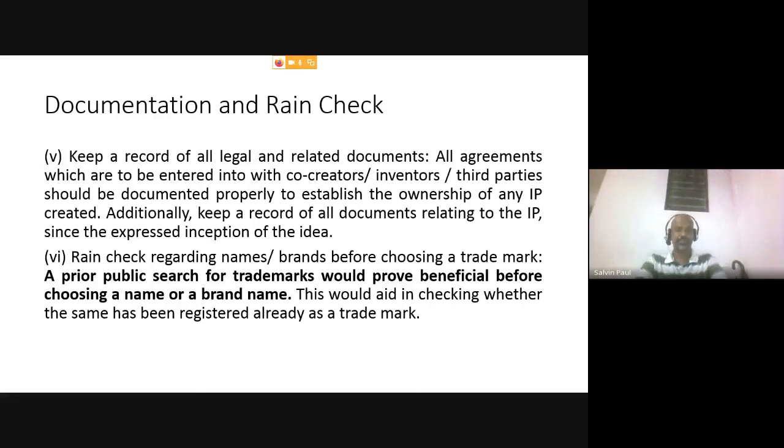Documentation and rain check. Before you reach for an application to be patented or apply for a patent, all agreements that you have entered into with the various stakeholders, especially researchers, academic institutions, licensees, and various resources, funds and sources of resources, all these need to be properly documented. This is very important. And if you go for any kind of trademark, please make sure, through a process called rain check, that a prior public search for the trademark would prove beneficial before choosing a name or a brand name, because such names should not already exist.